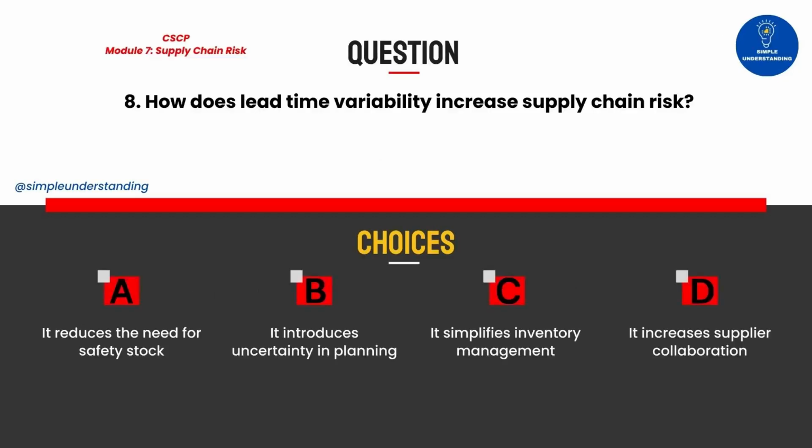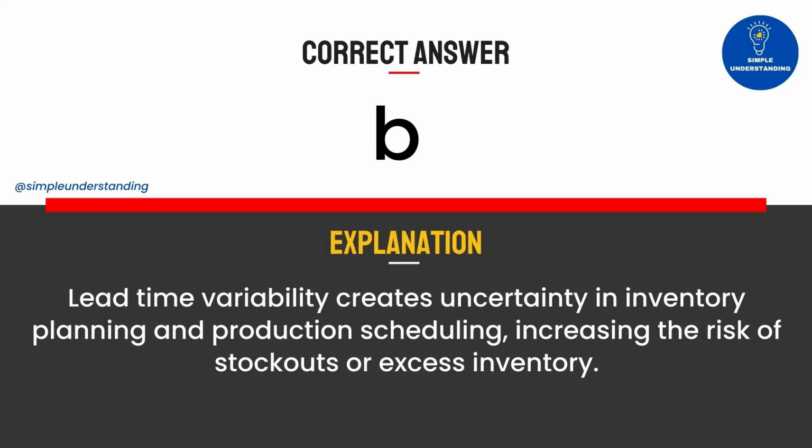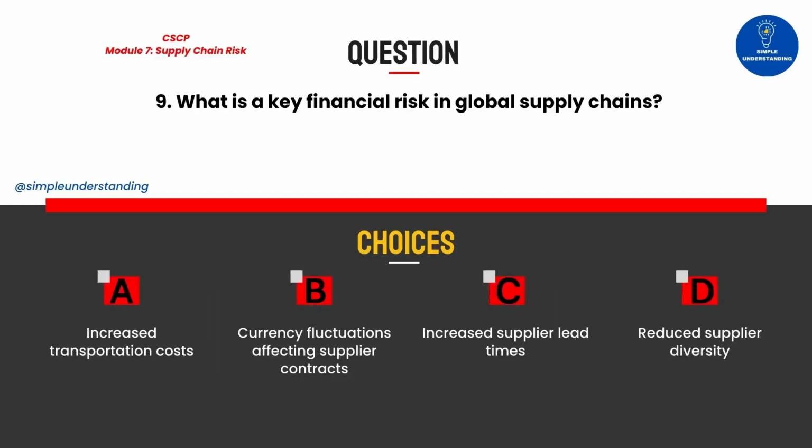8. How does lead time variability increase supply chain risk? A. It reduces the need for safety stock. B. It introduces uncertainty in planning. C. It simplifies inventory management. D. It increases supplier collaboration. Correct answer B. Explanation. Lead time variability creates uncertainty in inventory planning and production scheduling, increasing the risk of stockouts or excess inventory.